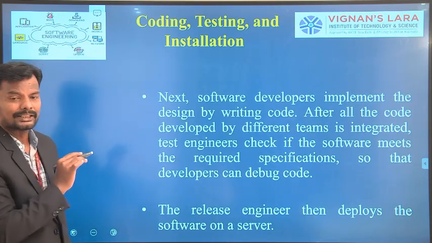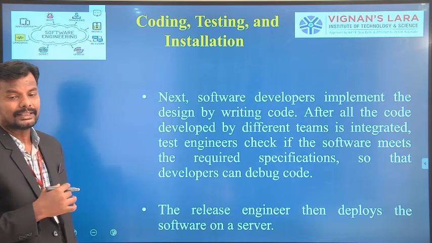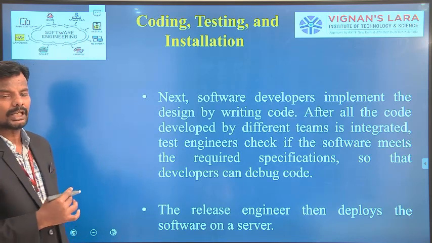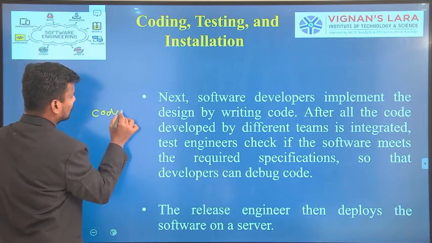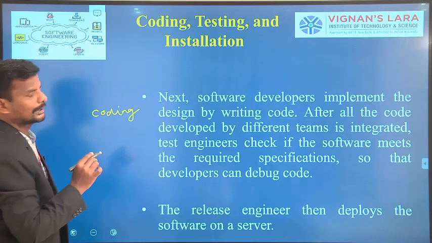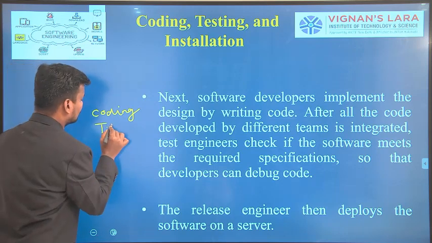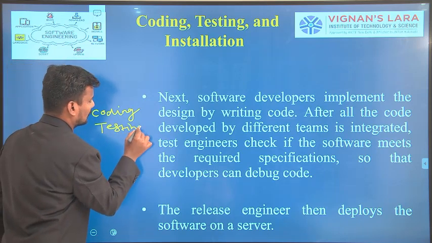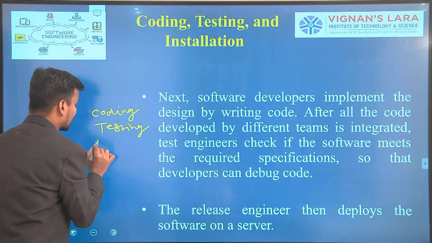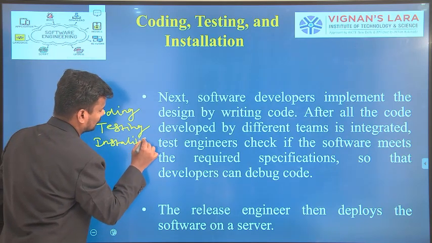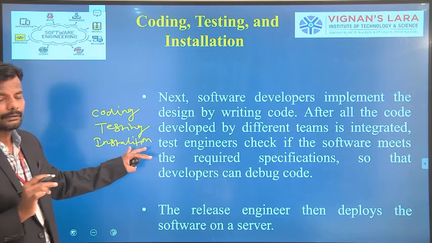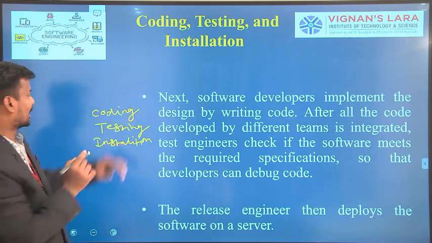The next, fourth one, is implementation. In this implementation, there are three things we have to do. What are the three things? We have to do the coding, the next one is the testing, and the third one is the installation. These are the three things we have to do in the implementation phase.